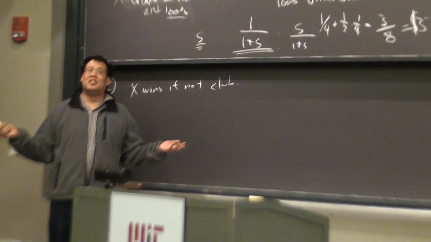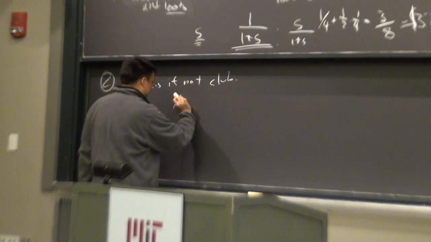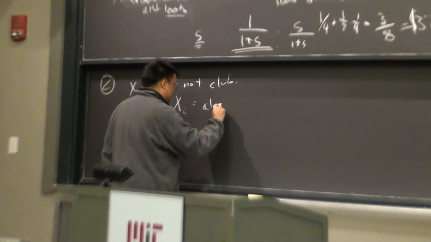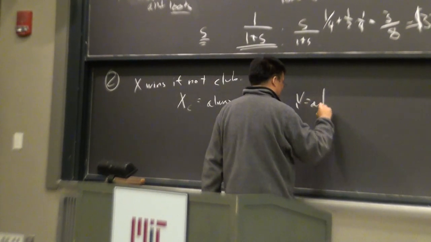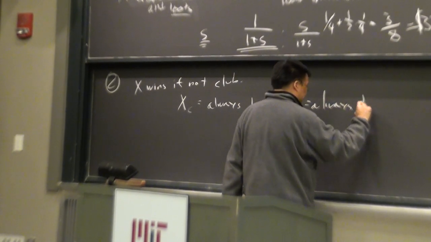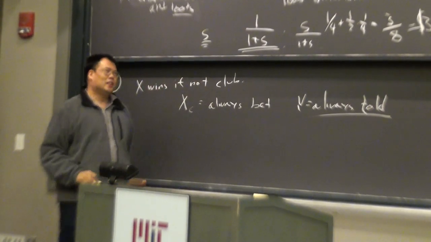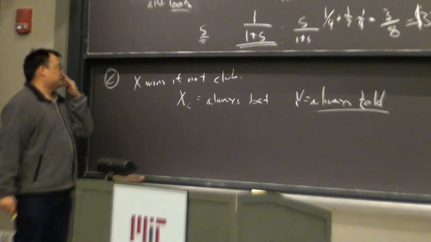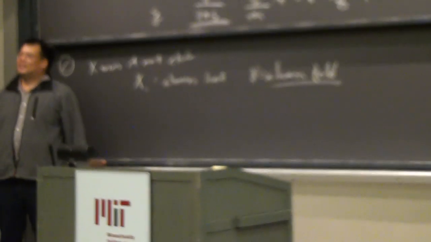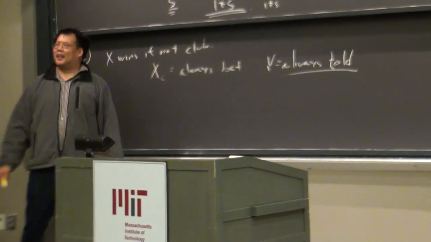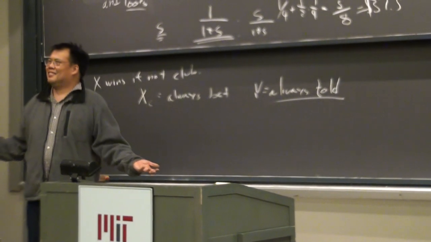What's Y's correct strategy? Okay, always bet. Y always folds. Okay, so this is the optimal strategy. This is a degenerate case of optimal strategy. So what's X's equity in the pot? $100. X always gets the pot. In fact, what's X's best play? Not to look at the card and just bet, right?